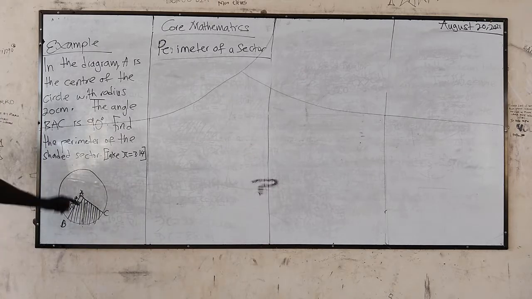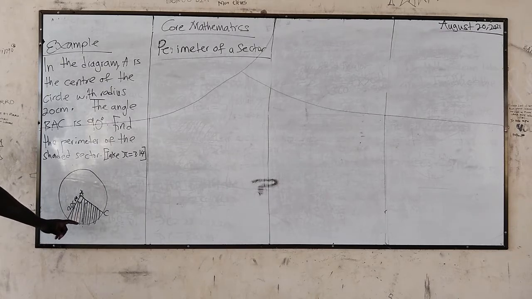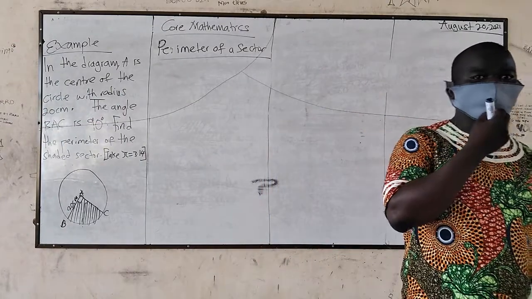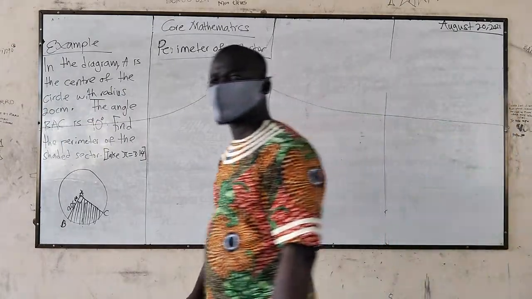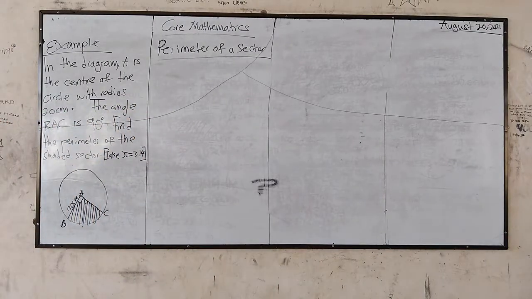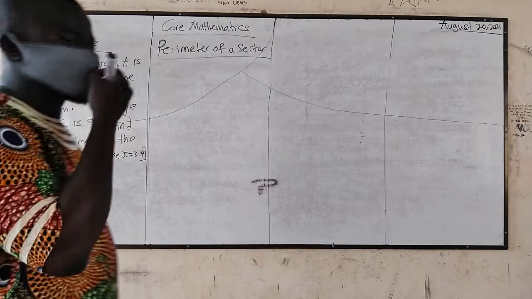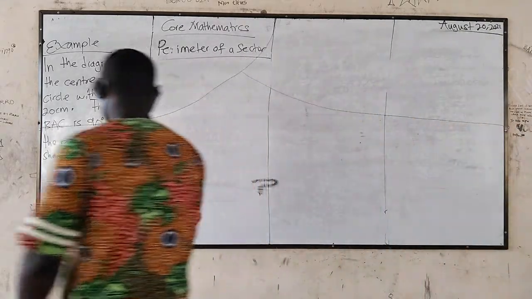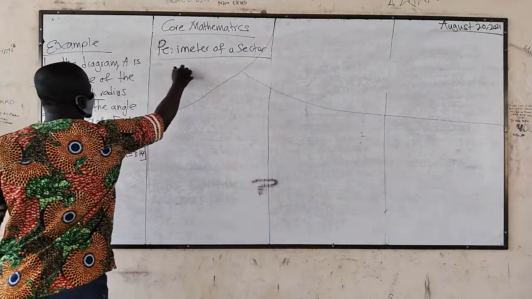Let me ask you a question. Is it a minor sector or a major sector? The angle there is 90 degrees. When the angle is less than 180 degrees, it is a minor sector. If it is more than 180 degrees, it is a major sector. So take note of that. If it is 180 degrees, then it is a semicircle. Do you understand? So let's come to the solution.